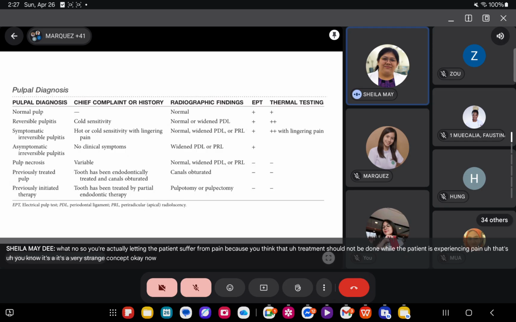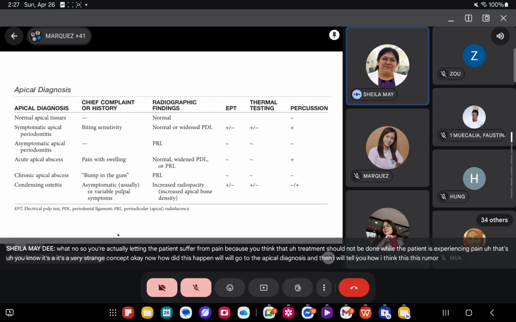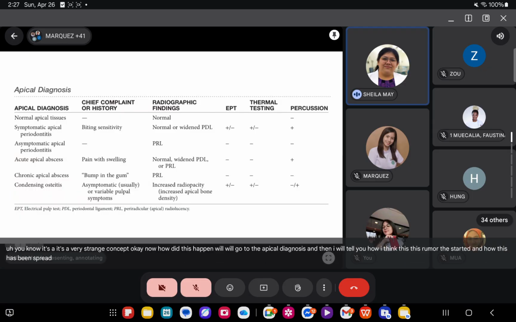Okay. Now, how did this happen? We'll go to the apical diagnosis, and then I will tell you how I think this rumor started, and how this has been spreading for years, such that common people make this misconception, and unfortunately, even clinicians. Okay, so apical diagnosis. For the apical diagnosis, you have these. Actually, there's an additional one here, later I'll show you. So, normal apical tissues.